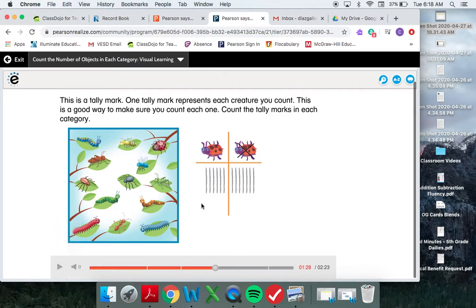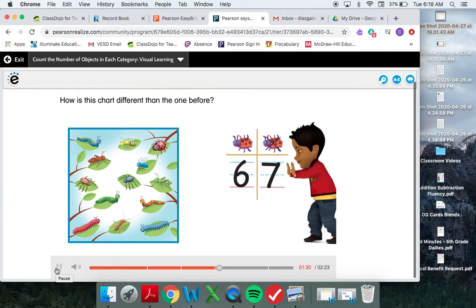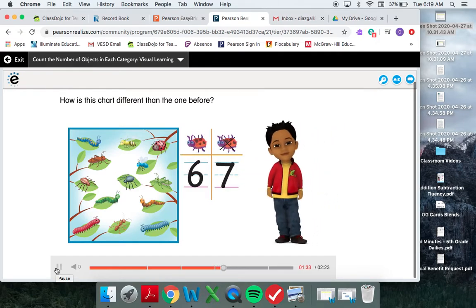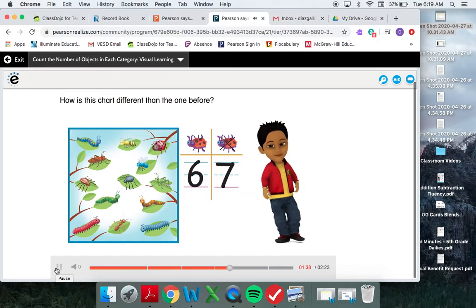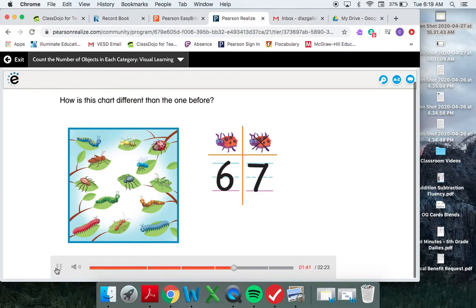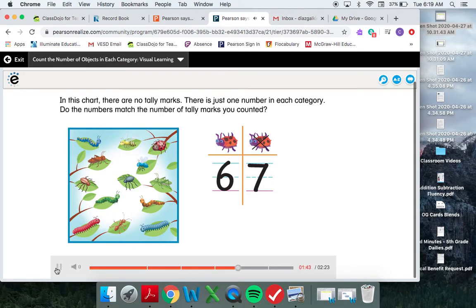Okay, so now students should be able to go through and count each of these lines. Since they're pretty close together, they might want to actually use their finger to touch these on the video. How is this chart different than the one before? In this chart, there are no tally marks. There is just one number in each category. Do the numbers match the number of tally marks you counted? Yes, the numbers match the tally marks.